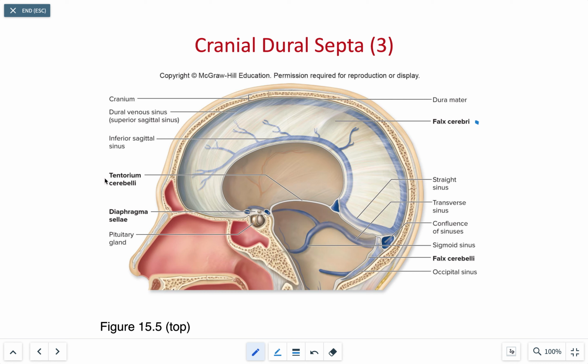The tentorium cerebelli, this one right here, is going to separate the occipital lobe from the temporal lobe.